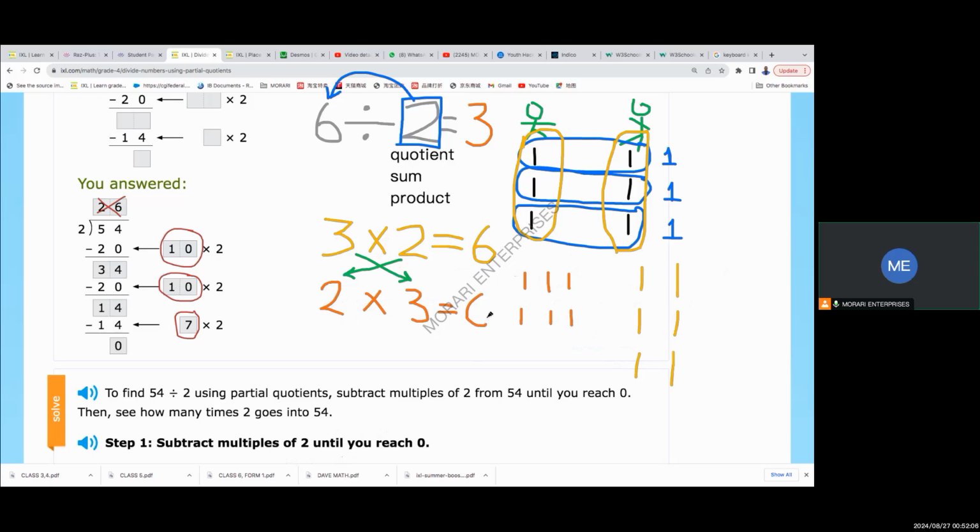But that is not the end of it. Remember, we want to do fact families. Now, if we say 6 divided by 2, our answer will be 3.